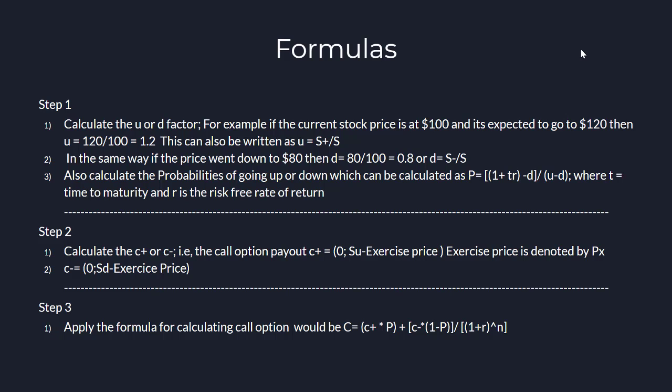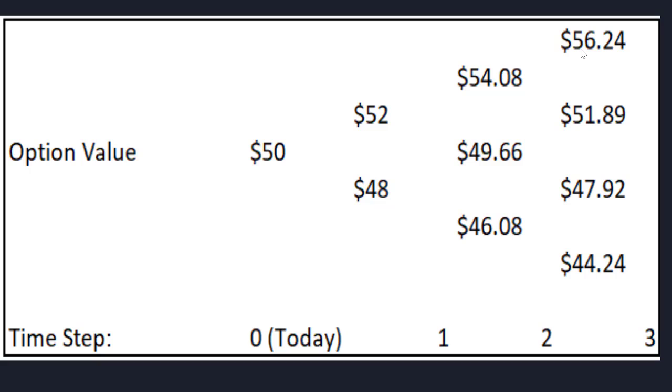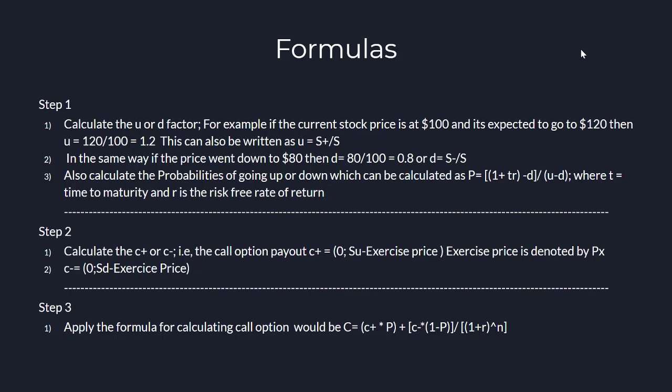So you have to basically calculate the U or the D factor. When I say U, I mean to say 52, and when I say D, I mean to say 48. So the up or the down factor, for example, if the current stock price is 100 and it's expected to go to 120, then the U is going to be 1.2, which is basically the price expected upon the current price. So U can also be written as S1 by S0.